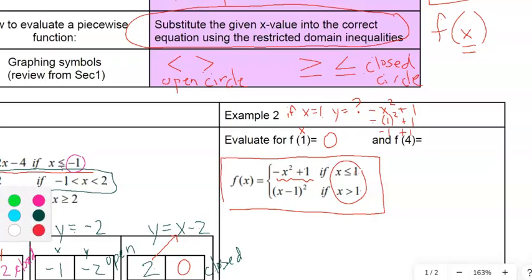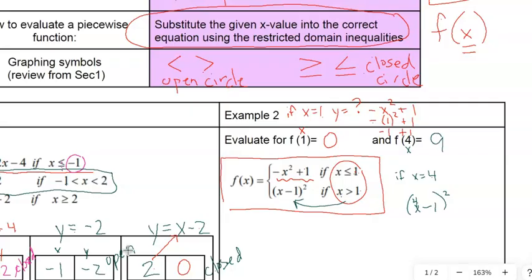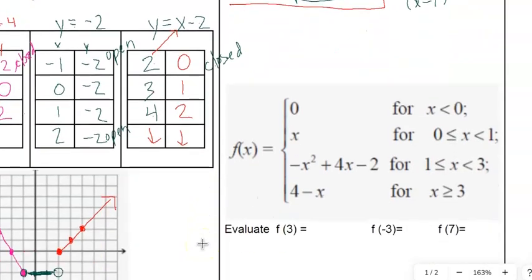Okay, let's look at the second part. It says evaluate f of 4. So this is saying, hey, if x equals 4, which function should we use? Well, 4 is greater than 1, so we want to use this equation, x minus 1 quantity squared. And we know x is 4. So 4 minus 1 is 3. 3 squared gives us 9. Okay? So you don't want to use both parts. Only one of them should be valid.